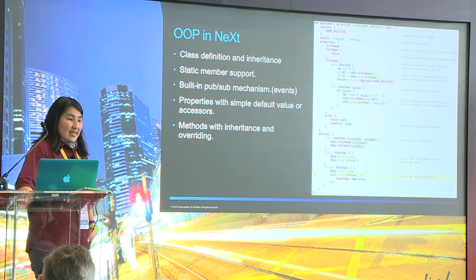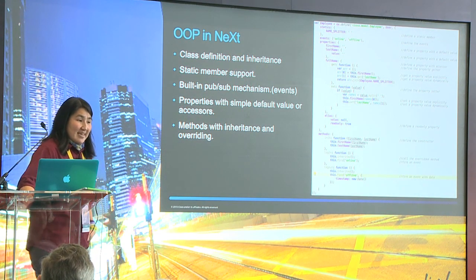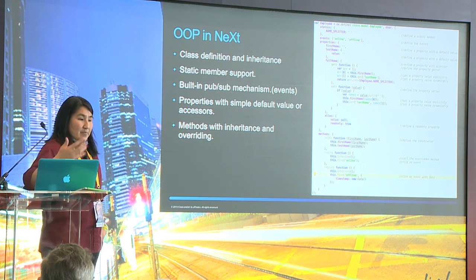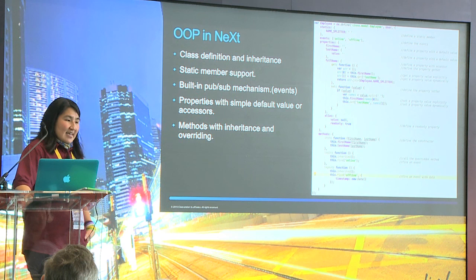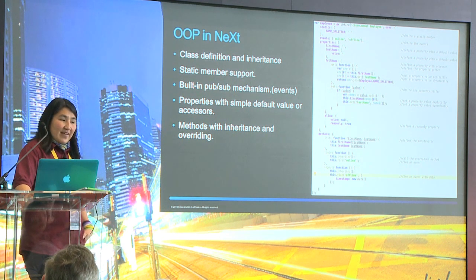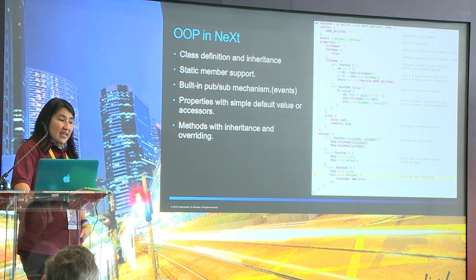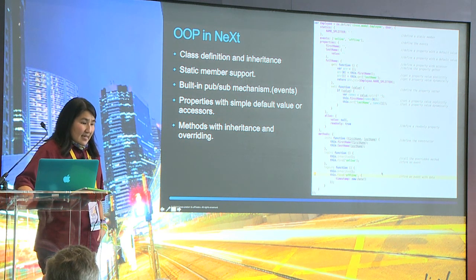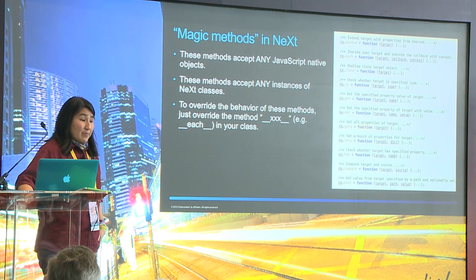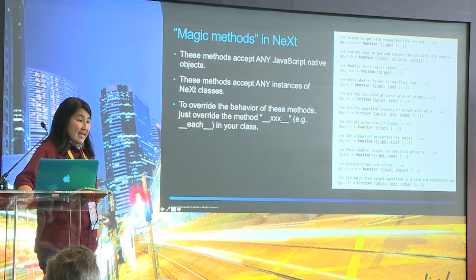If you look at the object-oriented programming in NeXT, now you can very much use class definition and inheritance, using static member support and built-in pub-sub mechanisms for events. You can have properties that have simple default values, and then methods with inheritance and overriding on top of that. So it gets you back to basic object-oriented programming, but in the JavaScript framework.